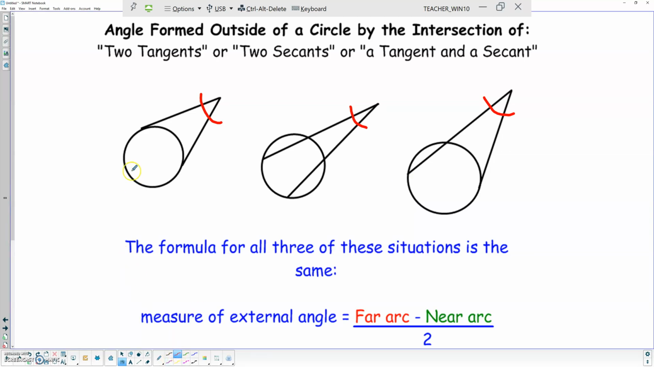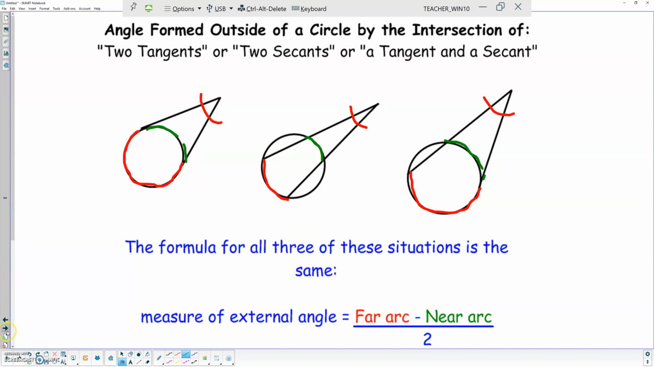Here's the far arc. I'm going to label that in red. In this first situation when I have two tangents, here's the far arc. In the second situation when I have two secants, this would be considered the far arc. And in the third situation with the secant and the tangent, this is the far arc. The near arc is the following. Again, whenever you have an external angle, it's always going to be the same formula: the far arc minus the near arc divided by 2.